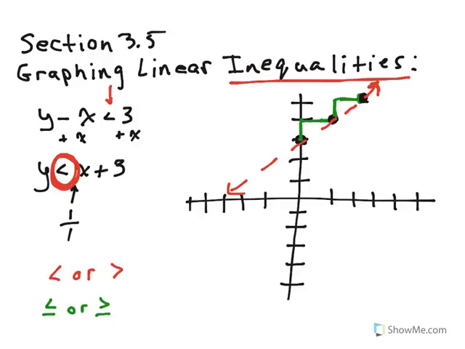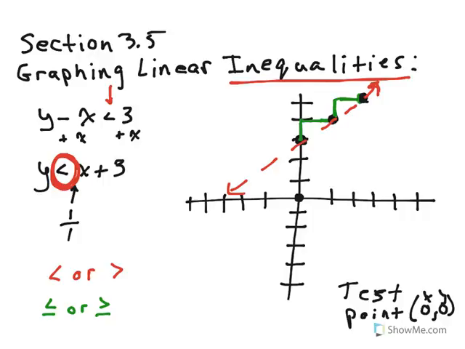Now we need to shade one side of the line or the other. So we use what we call a test point. In most cases, you will use the test point 0, 0. X is 0, y is 0. That point does not fall on our line. You can only use a test point that does not fall on your line.